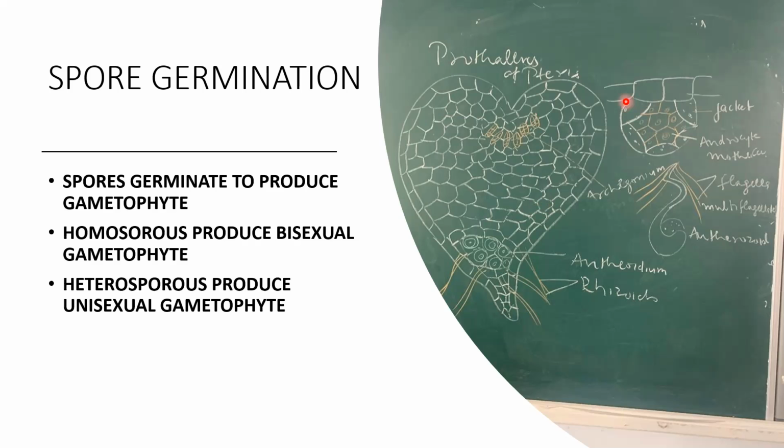Now, this is the Antheridium of Pteris, having a sterile jacket and androcyte mother cells. Now, the androcyte mother cells will form multiflagellate antherozoids. Because of the flagella, they can move from one place to another place.